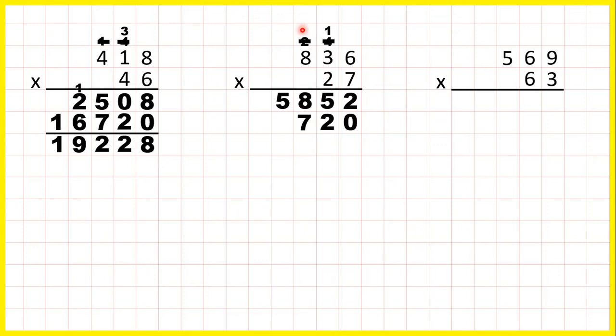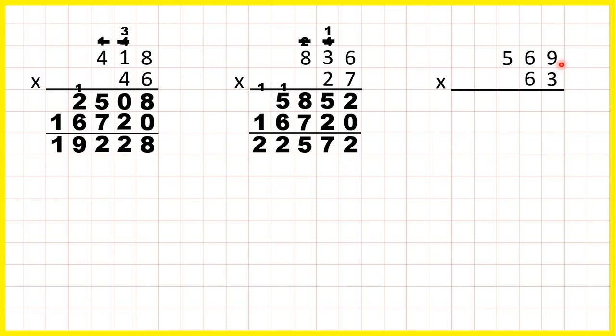We've got nothing above to add, we've got nothing to the left, so 8 times 2, 16, can just go in our answer line. So now we just add up our answer lines. 2 plus 0 is 2, 5 plus 2 is 7, 8 plus 7 is 15, so 1, 5. 1 plus 5 plus 6 is 12, so 1, 2, and 1 plus 1 is 2. So our answer is 22,572.